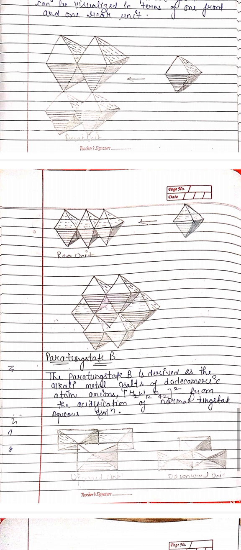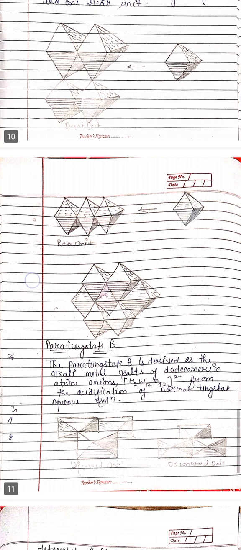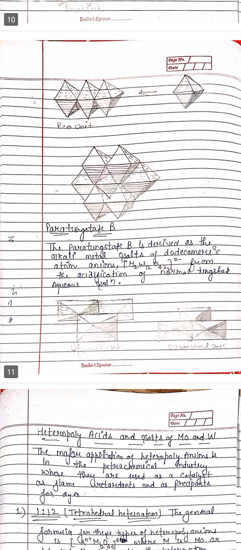Paratungstate B. The paratungstate B is derived as the alkali metal salt of the dimeric anion H2W12O42 10- from the acidification of normal tungstate aqueous solution. Upward unit, downward unit. Heteropoly acid and salts of molybdenum and tungsten.